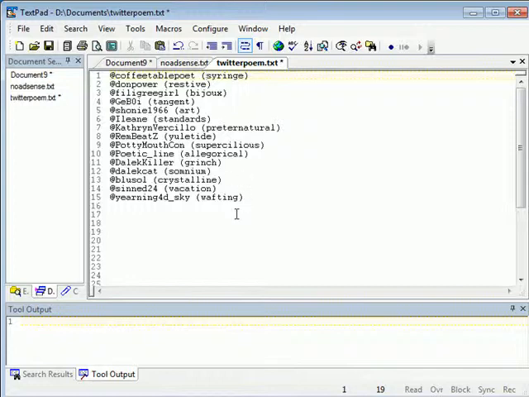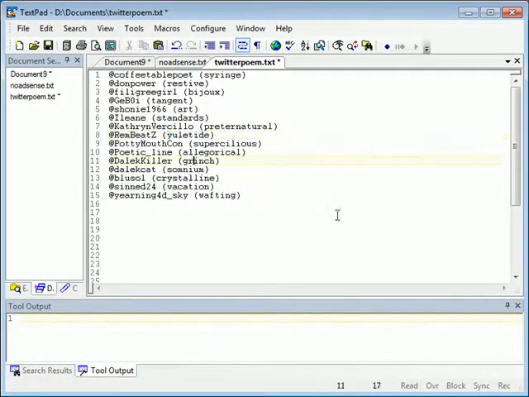I take all the words and then I look for a common theme in the words, and then I start building the random poem using the words that were provided on Twitter. So today's words, I've been provided 15 random words today, including syringe, restive, bayou, tangent, art, standards, preternatural, Yuletide, supercilious, allegorical, Grinch, somnium, crystalline, vacation, and wafting. Since it is the holidays, and right now it is just a week before Christmas, obviously people put Yuletide, put Grinch, so there's a lot that would lean it towards a Christmas themed poem.